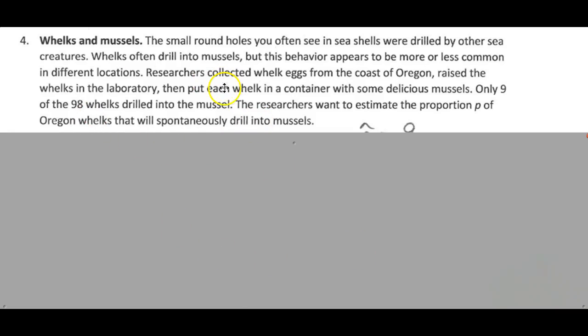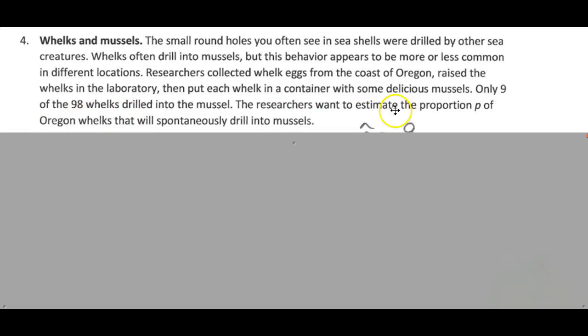Question number 4. The small round holes you often see in seashells were drilled by other creatures. Whelks often drill into mussels, but this behavior appears to be more or less common in different locations. Researchers collected whelk eggs from the coast of Oregon, raised the whelks in a lab, and then put each whelk in a container with some delicious mussels. Only 9 of the 98 whelks drilled into the mussels.